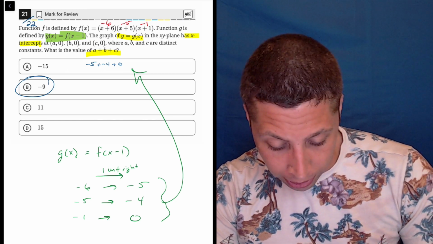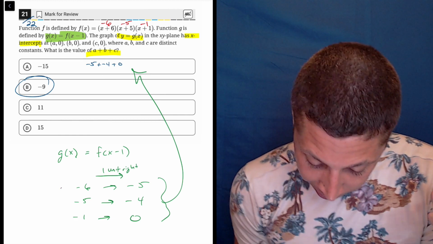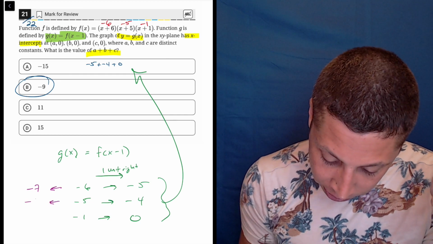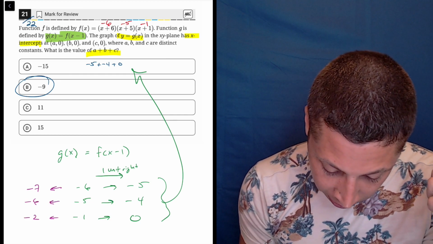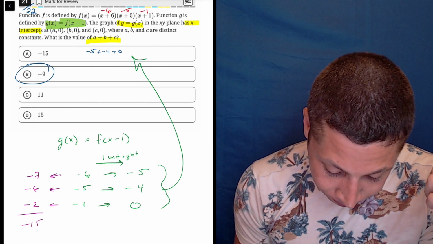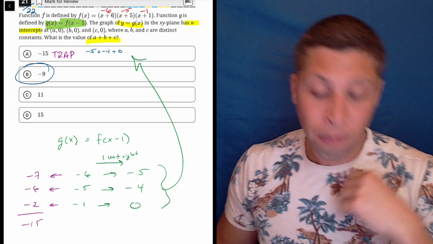I have one theory. I don't know if it's going to pan out. But let's say we moved them the other direction. Let's say we moved them in the wrong direction, to the left: -7, -6, -2. What does that come out to? Well, that would be -15. Yeah, that's choice A. So there you go.